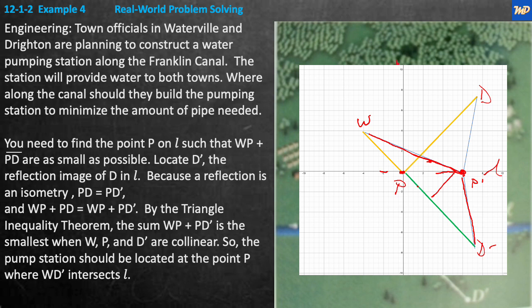So the only time these are true and the shortest is in this situation, when W, P, and D prime lie on the same line and are collinear. I hope that's clear. I think I've explained it. If you have a question, write a comment and I will address it.